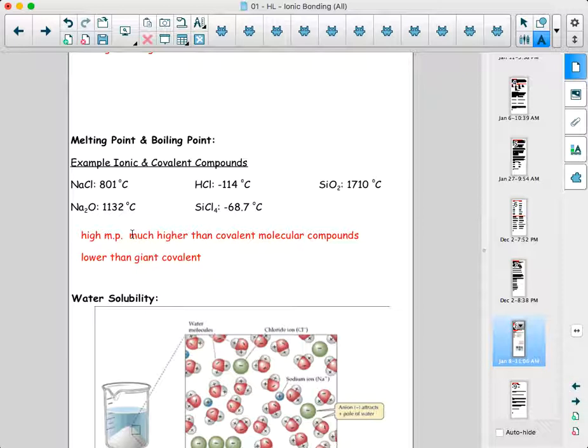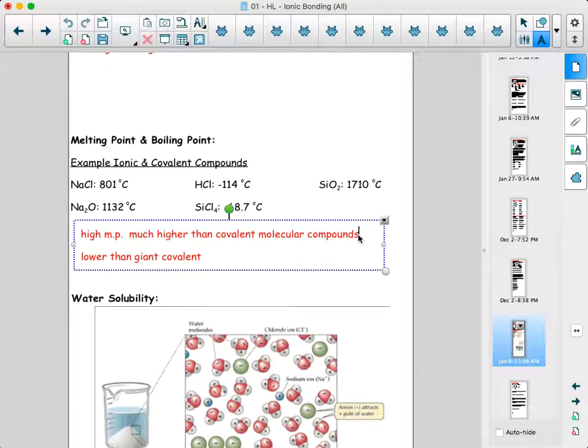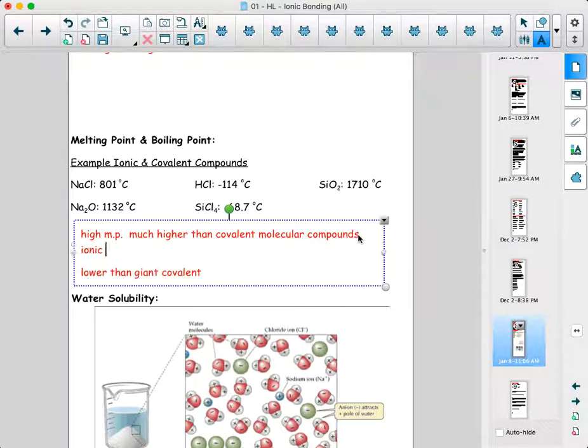Now, you usually don't have to compare ionic to giant covalent. If anything, you'd be asked to compare ionic to molecular covalent, in which case you would predict that the ionic compounds will have a much higher melting point because ionic bonds are much stronger than intermolecular forces.